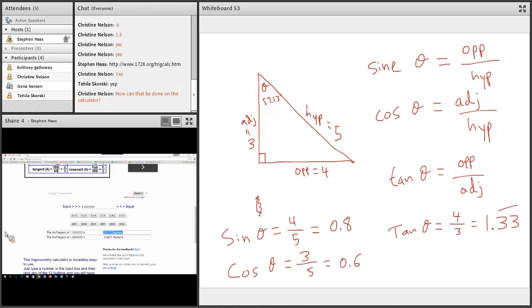Okay. On a calculator, you would have the same. Do you see the number on your calculator that you have in front of you? Do you have a sine button?